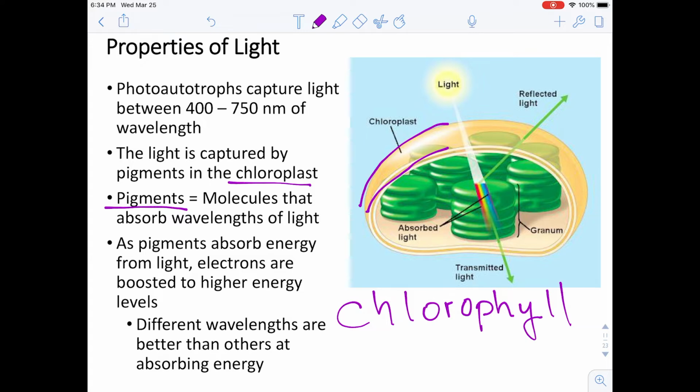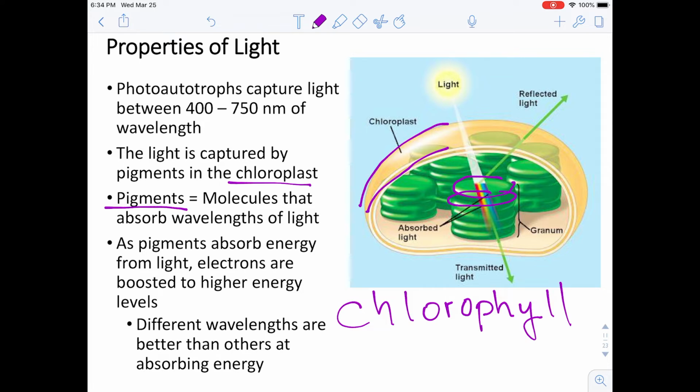There are a few others we'll talk about too. But anyway, so it's the chlorophyll that actually is absorbing the light energy. So that's why these thylakoids are full of chlorophyll. So that's why they appear green, but the chloroplast itself does not. Okay, so you got light coming down onto the chloroplast.